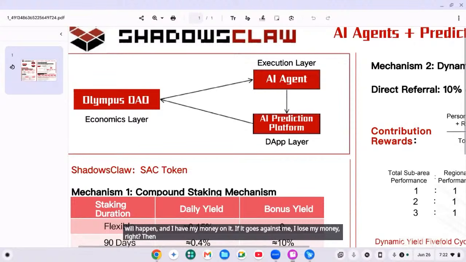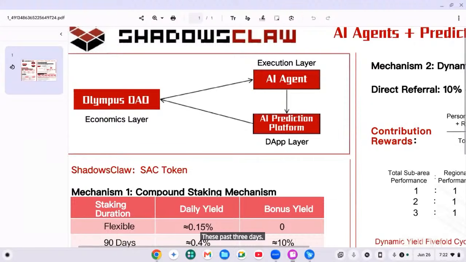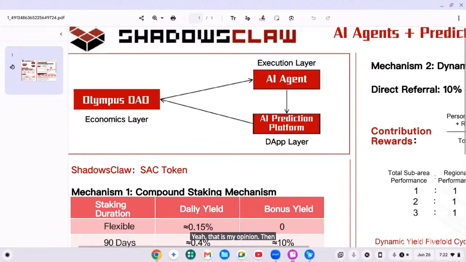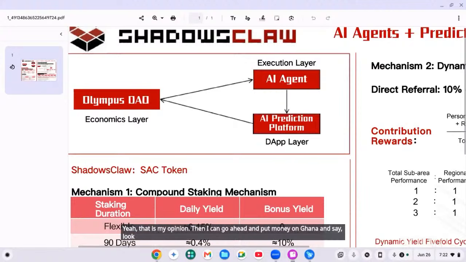Then when you bring that to the sporting industry too, our sports traders, I don't call them gamblers. When I came to understand this concept, these sports traders also make similar predictions. Oh, Ghana is playing against England, and I feel Ghana can beat England. Yeah, that is my opinion. Then I can go ahead and put money on Ghana and say, look, Ghana is definitely going to beat England. If I put money and Ghana beats England, I make more. If England beats Ghana, I made a loss and I move on.